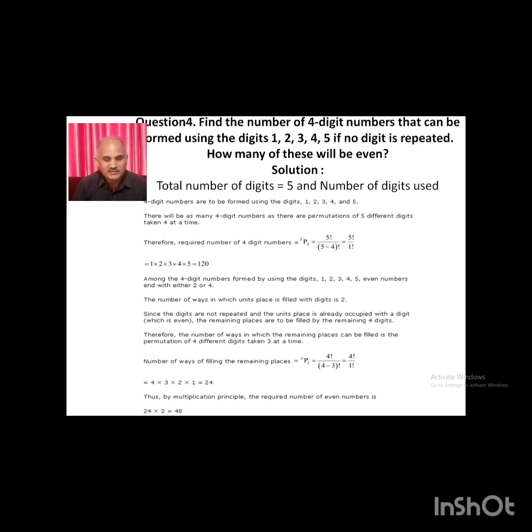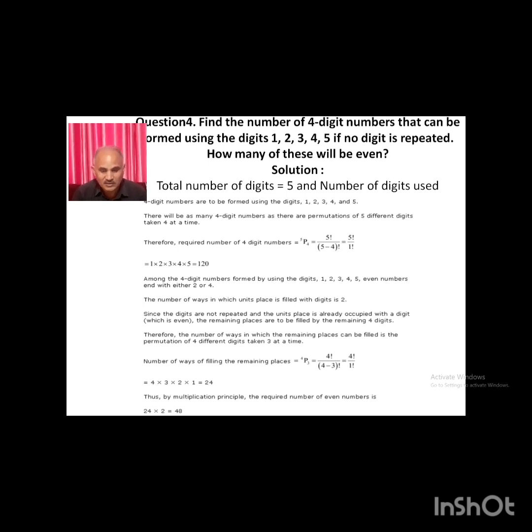Then we have to find how many of these will be even numbers. In the unit place of an even number, we can fill only 2 or 4. So 2P1, the total number of even digits is 2 and digit required is 1. So 2P1 multiply 4P3, because the total number of digits is 5, but one digit we used in the unit place, and of the 4 digits required, one is already used in the unit place. So the total number of permutations for the even number is 4P3 multiply 2P1, which is equal to 48.